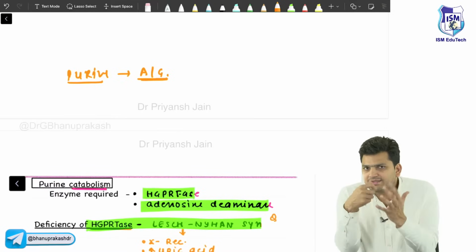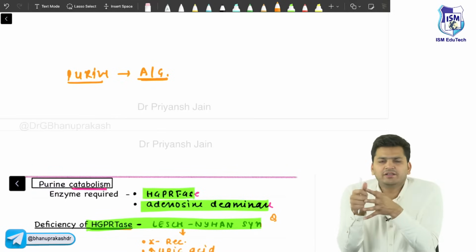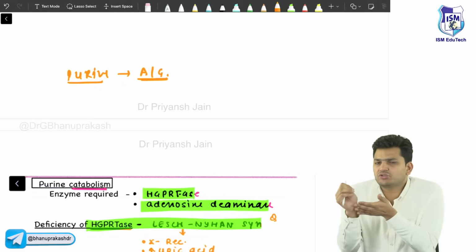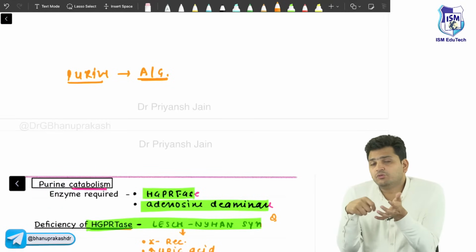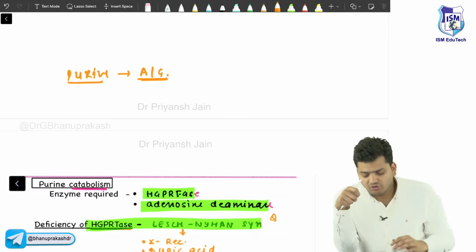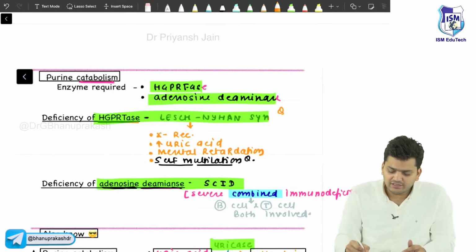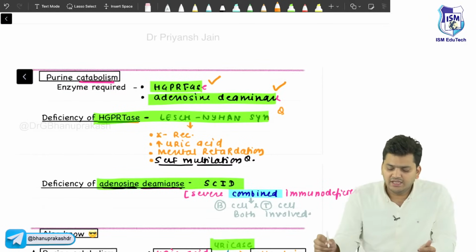So when a cell dies, a lot of DNA and RNA comes out and we need to destroy them. When you destroy them, the purines and pyrimidines will come out. We need to destroy the purines further. So how do we catabolize the purine? To catabolize the purine, we have two enzymes, HGPRTase and adenosine deaminase.